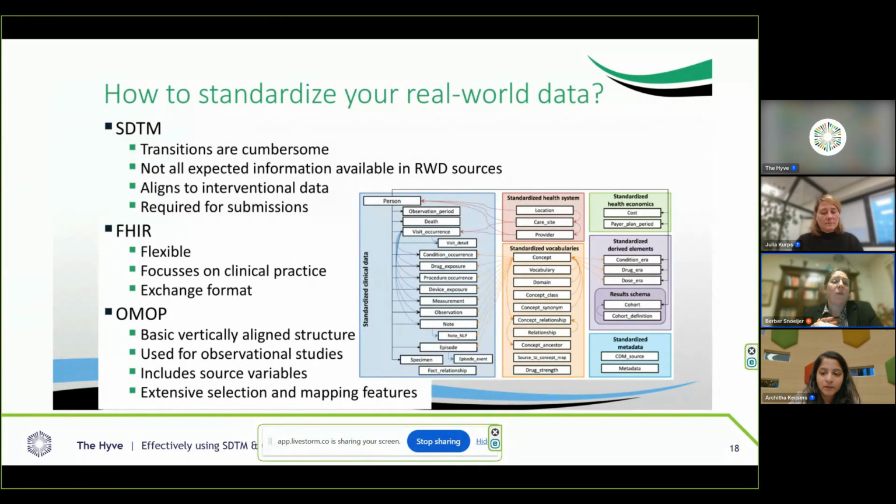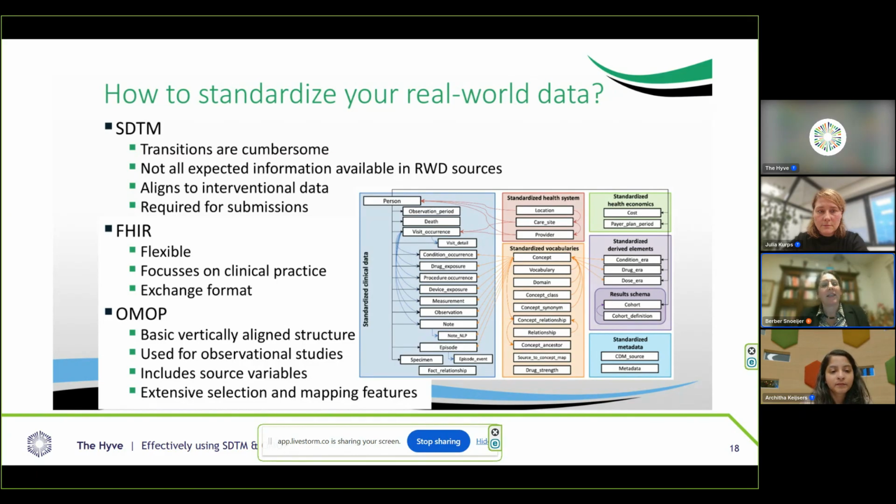Doing it then directly by creating SDTM domains, as you saw already in my previous slides, there are many different domains, and also the coding is different from the source, so the transitions can be very cumbersome. Creating all those domains for data that you are not yet sure you want to submit to the regulatory agencies can be very difficult. Also, not all the study design information is available in your real-world data source. That is something you need to add at the moment you have your study design specified. However, it aligns to interventional data, so that's helpful, and it's required for submission.